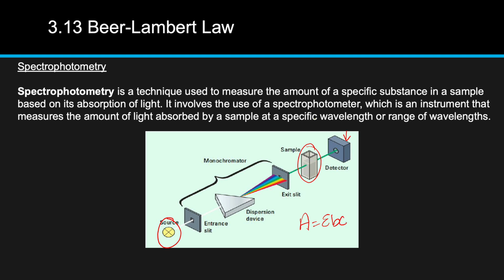Essentially, think of it this way. It's like shining a flashlight through different glasses of juice. The darker the juice, the less light is going to come through on the other side. And the less light that comes through is going to tell you that you have a higher concentration of juice. That's the same concept with spectrophotometry. The higher the concentration, the less light will pass through.